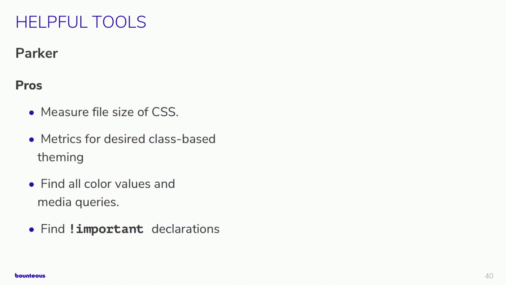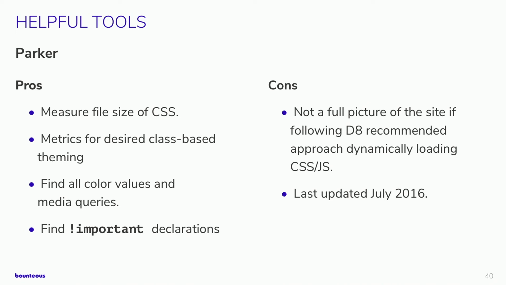So Parker, I think, is a really great tool. What I really like it for is measuring the size of your CSS files. That's something that's great when you output your JSON. You get a quick measurement of it, and then you can see how big it grows. It gives you those quick metrics to say, am I writing a class-based reusable style sheet system? It finds all your color values and media queries for you, so you don't have to hunt and peck around or squeeze the browser and take little notes. It's all right there. And also just a little bit of a witch hunt on your important declarations.